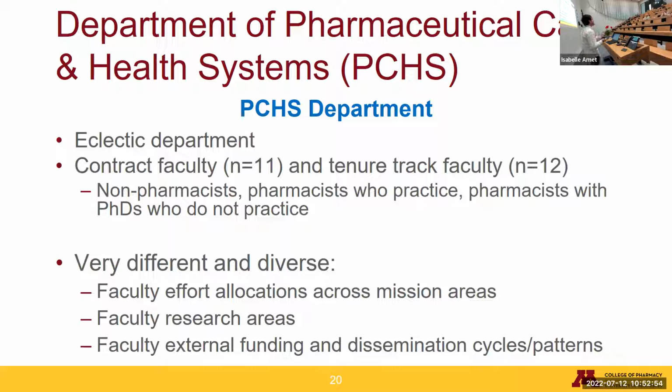Among them, there are pharmacists, there are non-pharmacists, there are pharmacists who practice in their job, and there are pharmacists who have PhDs, who do a lot of research. This means that these professors have very different and diverse effort allocation across mission areas, because maybe there is someone who has a 70% appointment in research. Maybe there is another who has 70% in clinical practice and 10% in teaching. So it's very diverse, and it's very diverse in terms of research areas.